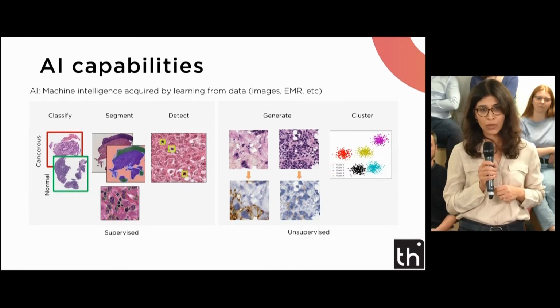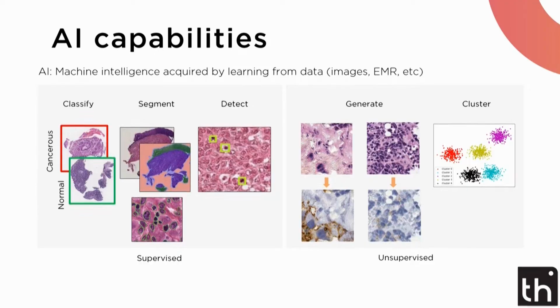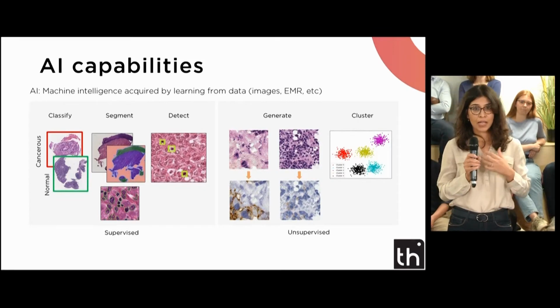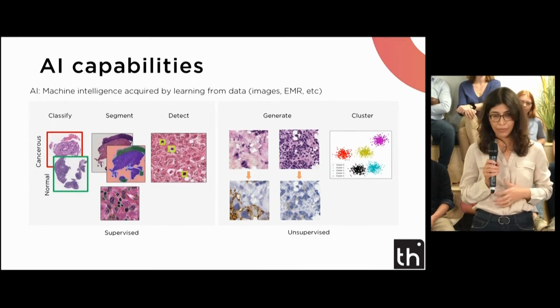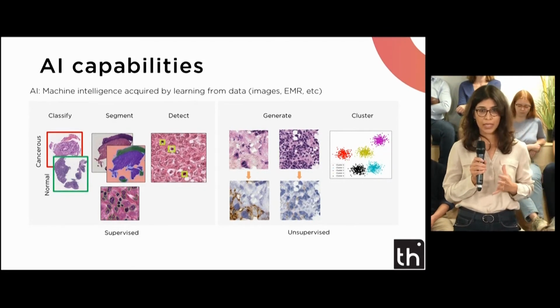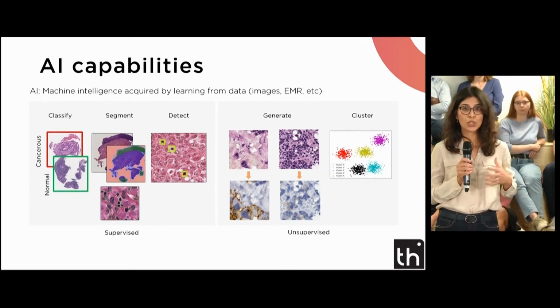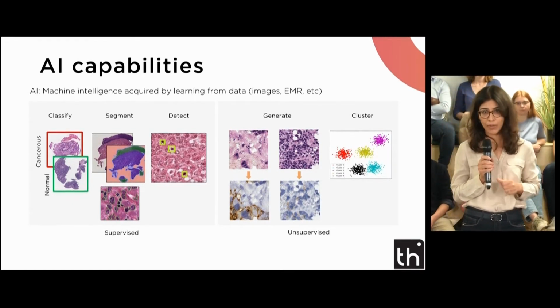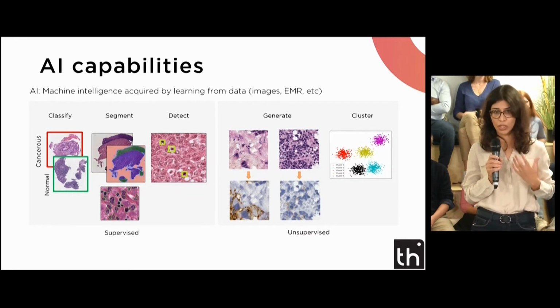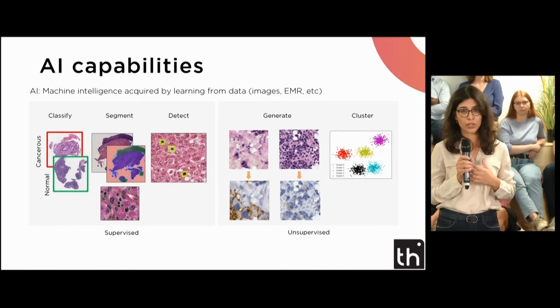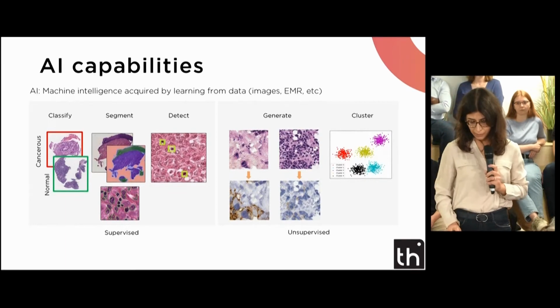And with this kind of AI, we can do many exciting tasks. You can classify slides, you can segment tissue and cells, you can detect particular events in the image, for instance, mitosis objects. And unsupervised models are completely different. They don't require any annotation from the pathologist, and they can give you a different interpretation and a new reading. And with this kind of AI, you can generate new images, new biomarkers, or you can also cluster cases.